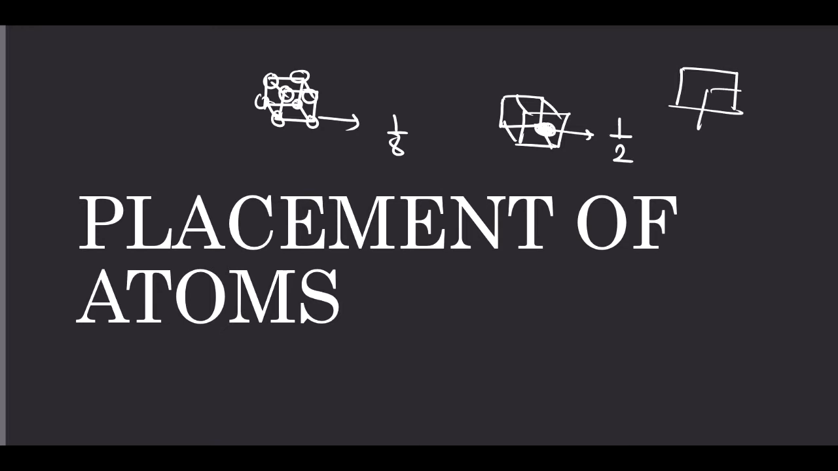If the atom is at the middle of the cube, then its contribution will be completely 1 for each atom. And if the atom is placed at the edge, it is shared with 3 other cubes, so 4 in total, and the contribution will be 1 by 4. This is the general concept we need to have. Let's see what question we have regarding that concept.